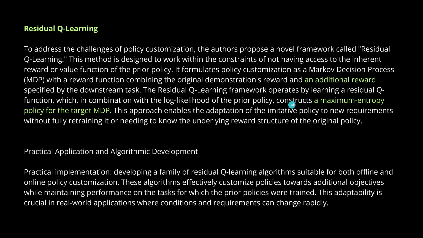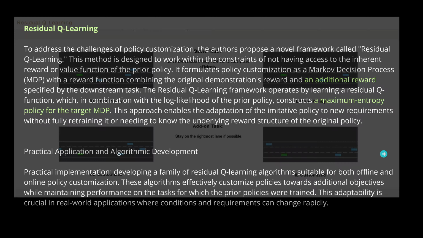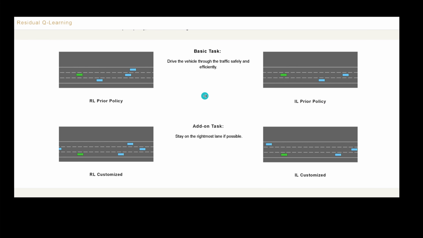And the residual Q-learning framework operates by learning a residual Q function. Yes, you know this. Maximum entropy policy for the targeted MDP. This we will look a little bit closer in one minute. Just let it sink in, try to understand it. Practical implementation: develop a family of residual Q-learning algorithms, suitable for offline and online policy customization. Yes, beautiful. We just want to understand the basics.